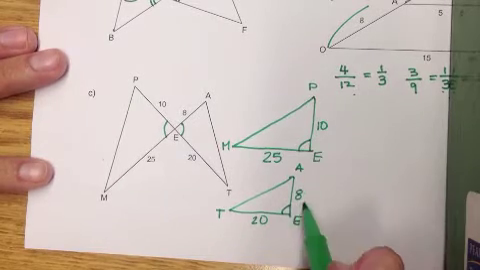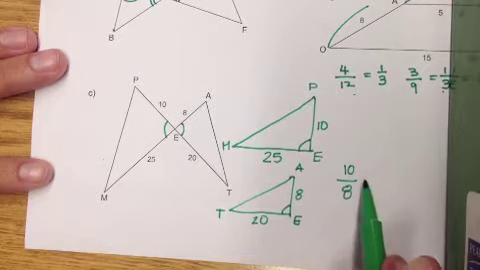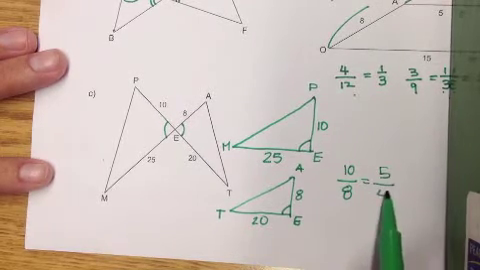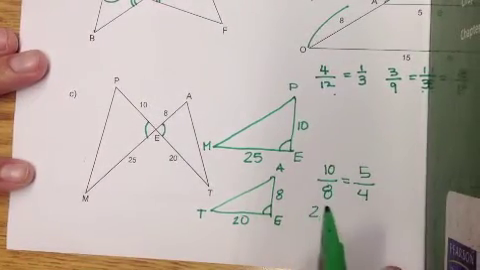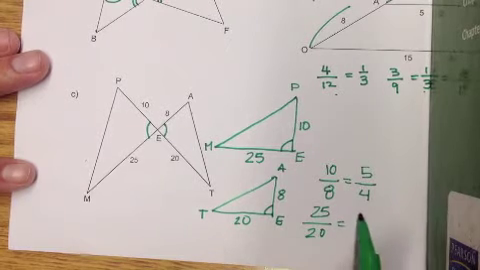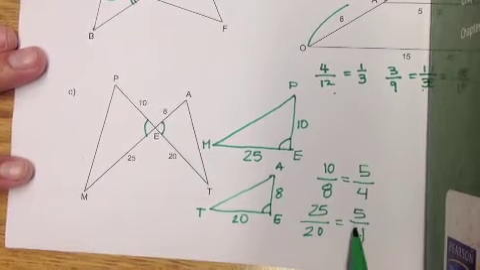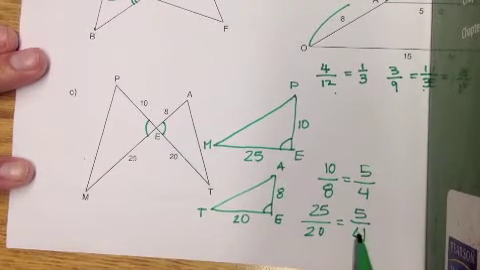Okay, so I'm going to set up a ratio here, 10 over 8. And when I simplify that, I'm going to get 5 over 4. Then I'm going to compare these two sides, 25 and 20. And when I reduce that, I get 5 over 4. So I do have them having the same ratio of similarity. So these sides are proportional.